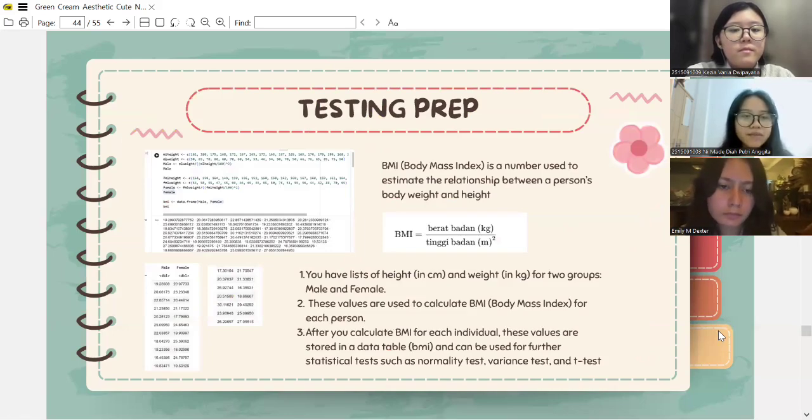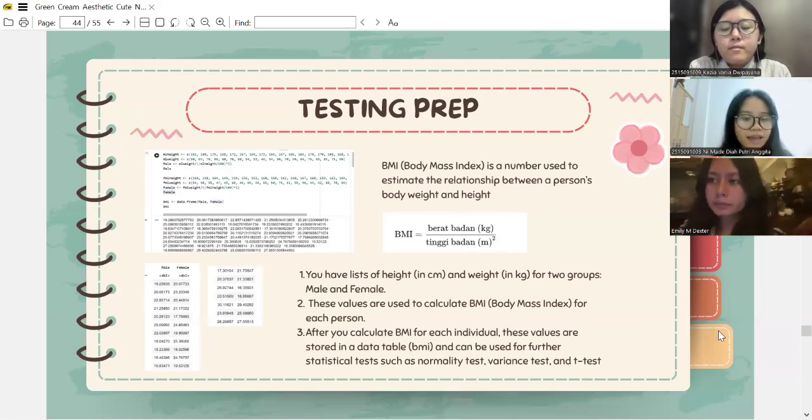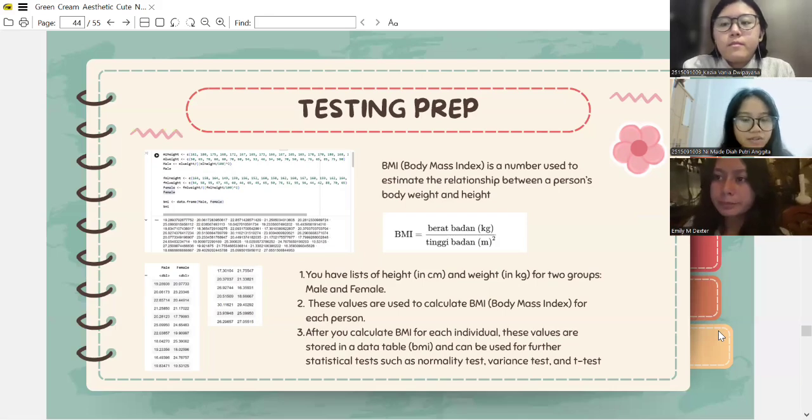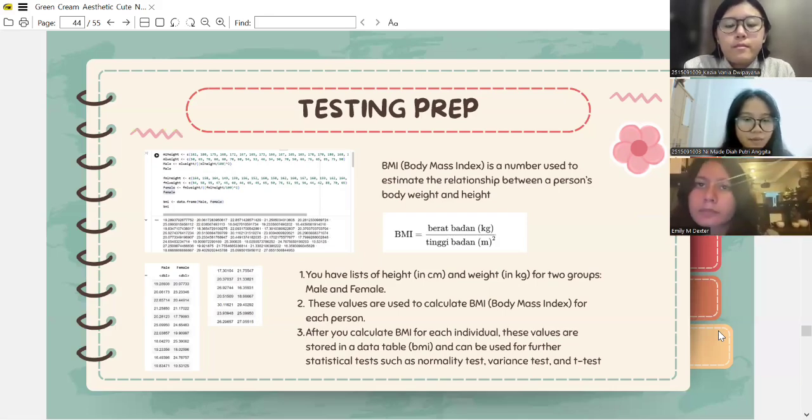So before we start testing, we need to do preparation. But before we do the preparation, we need to recall what BMI is. BMI is body mass index, a number used to estimate the relationship between a person's body weight and height. As you can see on the screen, there's a BMI formula to calculate it. So we need to go back to the preparation.